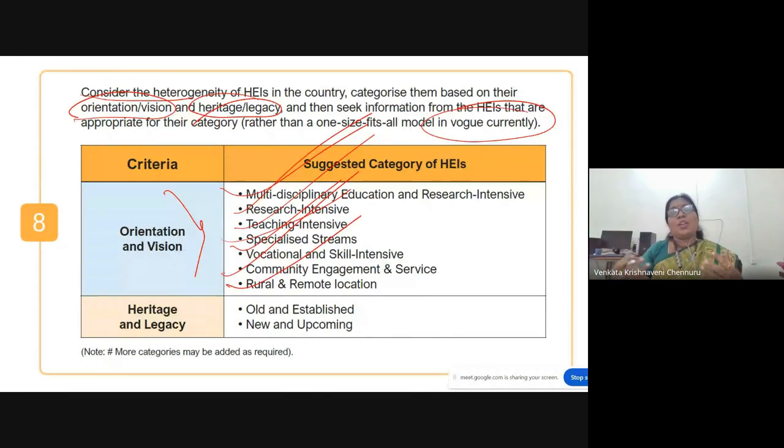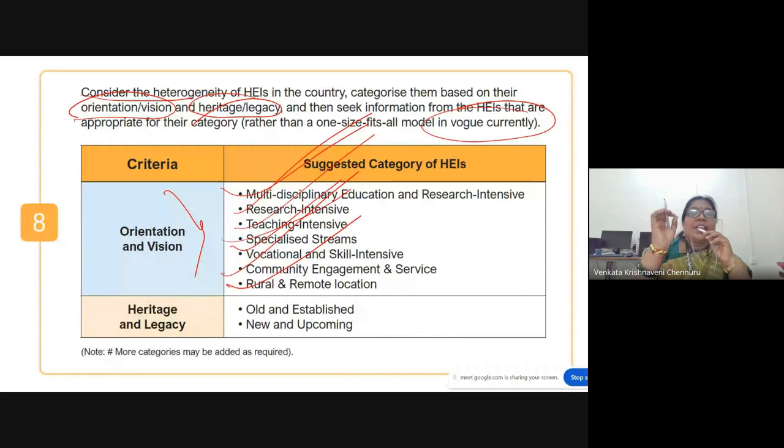Some colleges may be located at rural places, remote locations. They can't have the same criteria and same key levels as were given to all other affiliated colleges. So this is the best point to be noted in the new framework. Depending upon the orientation and vision of the higher education institution, they are categorized and they can be accredited.